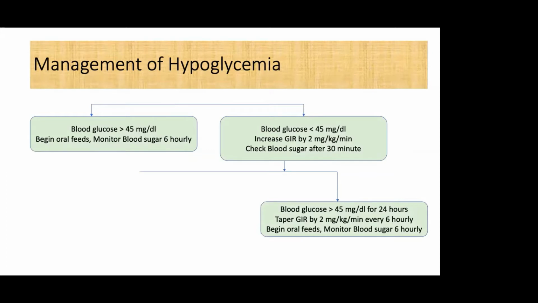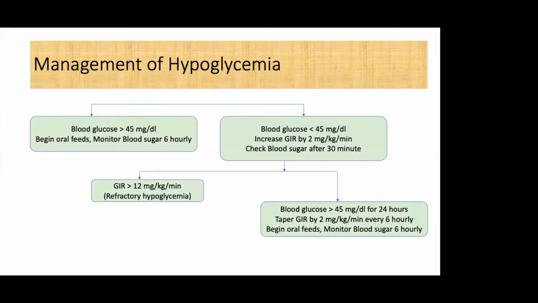If now the blood sugar is more than 45 milligram per deciliter for the next 24 hours, we can taper glucose infusion at a rate of 2 milligram per kg per minute every 6 hours, begin oral feeds and monitor blood sugar every 6 hours. But if the blood sugar is still less than 45 milligram per deciliter after increasing GIR, we can further increase up to a GIR of 12 milligram per kg per minute.